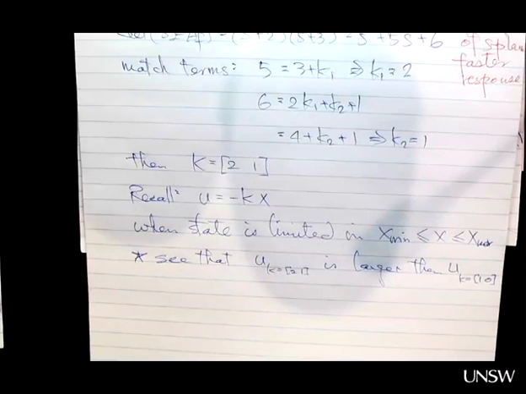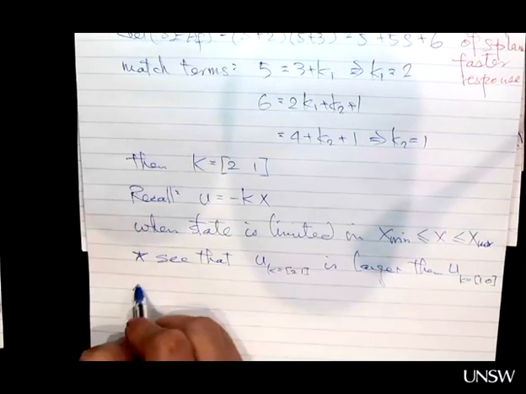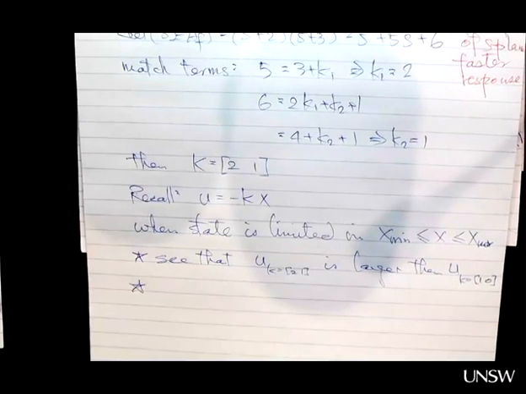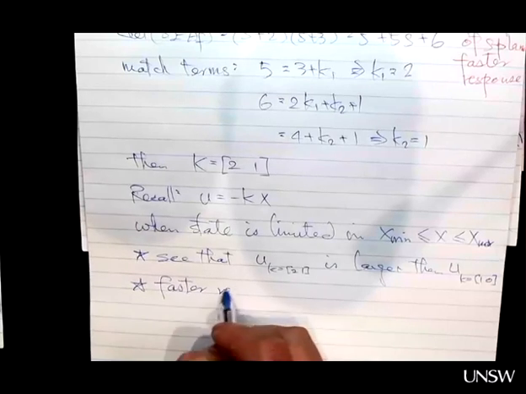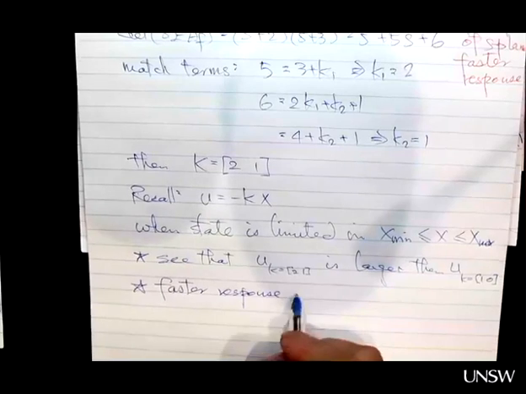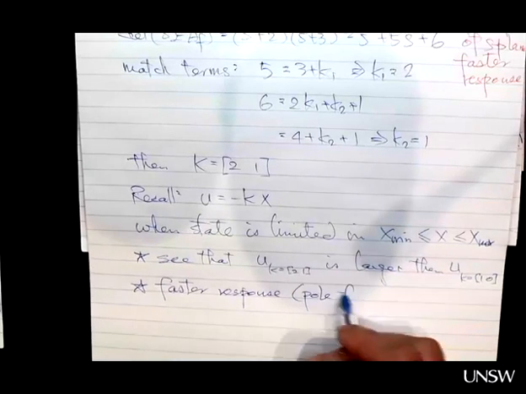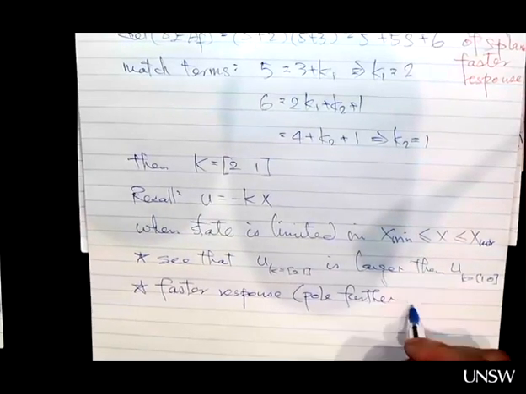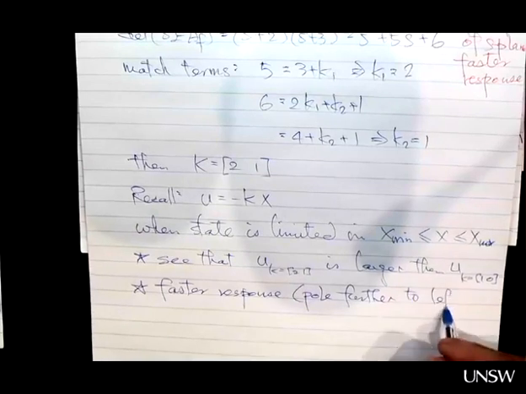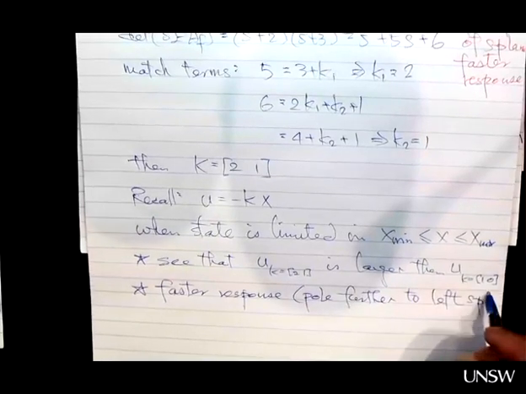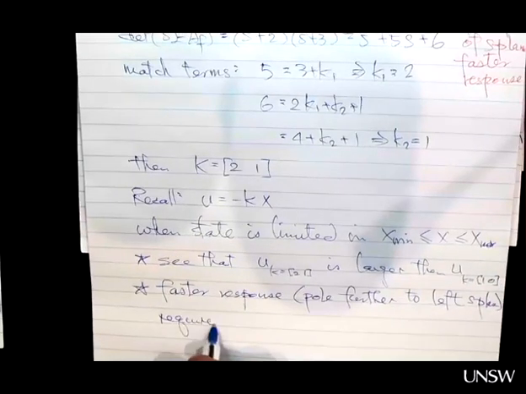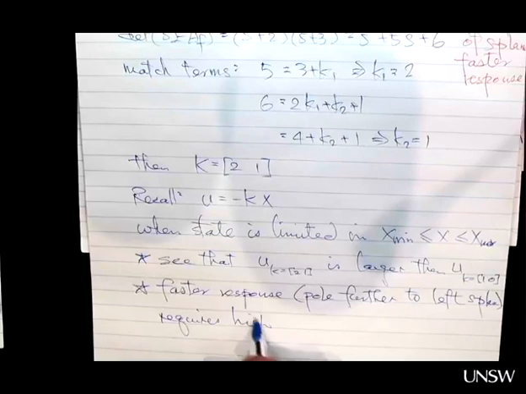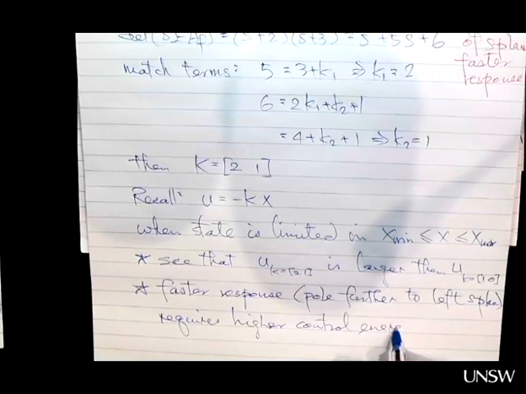So what we can say is that a faster response, a pole further to the left of the S-plane, requires higher control energy. So the faster, the higher.